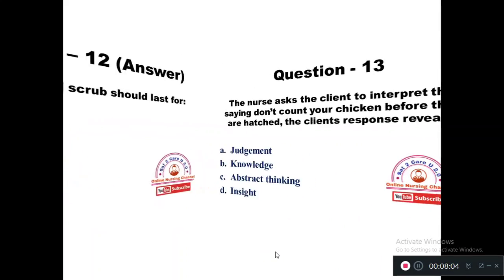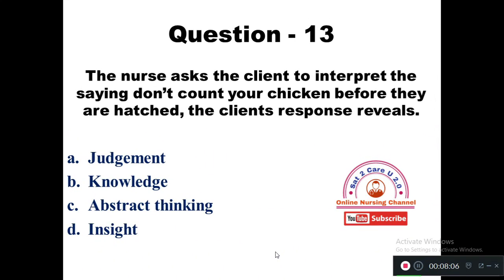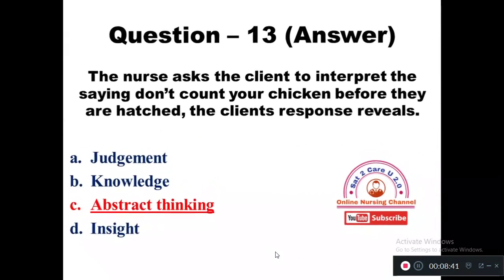Question number 13. Nurse asks the client to interpret the saying, "Don't count your chicken before they are hatched." The client response reveals A, Judgment, B, Knowledge, C, Abstract thinking, D, Insight. So when we do mental status examination in psychiatric patient, under the component of abstract thinking, we give the proverb for the patient and ask them to interpret its meaning in a logical sense. So here same is applied. So it is option C, abstract thinking.